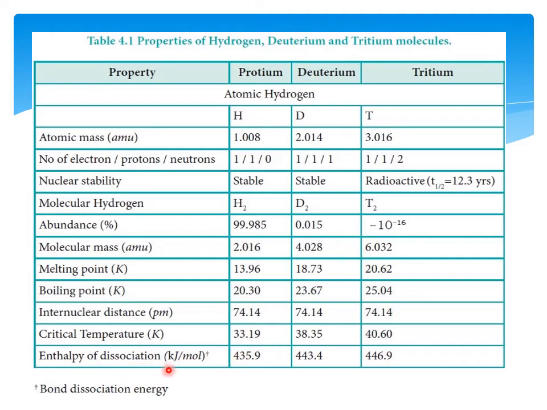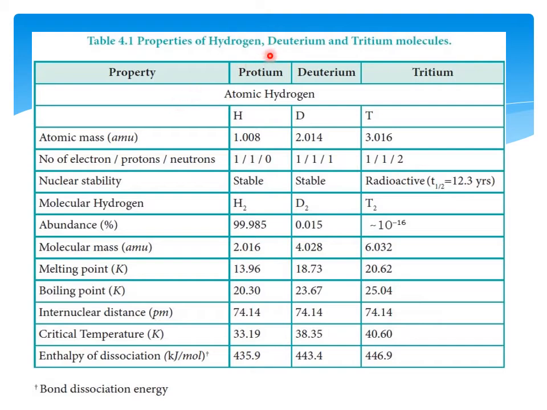Then the enthalpy of dissociation. Enthalpy is the heat energy at constant temperature and pressure. The enthalpy of dissociation is the energy required to dissociate the H-H bond, that is, how much energy is required to break the bond between hydrogen and hydrogen. It is 435, then 443, then 446. It increases from 435 to 443 and again to 446. So this also increases. Only the internuclear distance is constant; all the others increase from hydrogen to tritium.